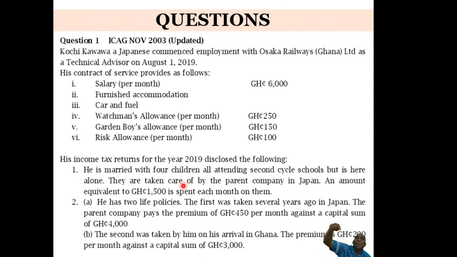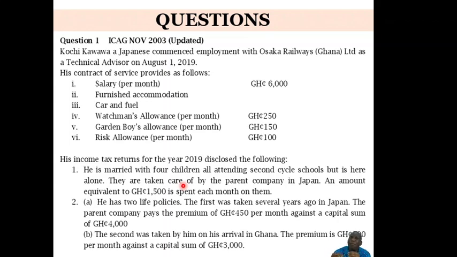So the fact that the payment has been made in Japan doesn't mean that the income is not being earned in Ghana. No, the income is still being earned in Ghana, because the source of that income, being the employment income, is being exercised in Ghana. So take note of that. Rather, look at the source of the income. That's the most important thing: where it is being exercised. And the source is employment income, and it's being exercised in Ghana.